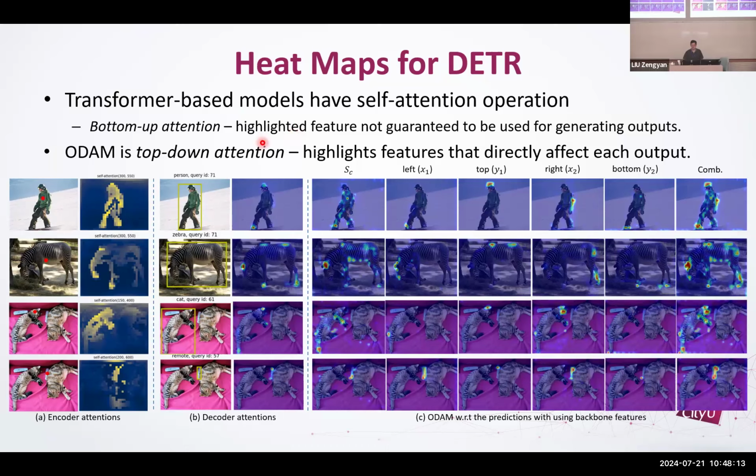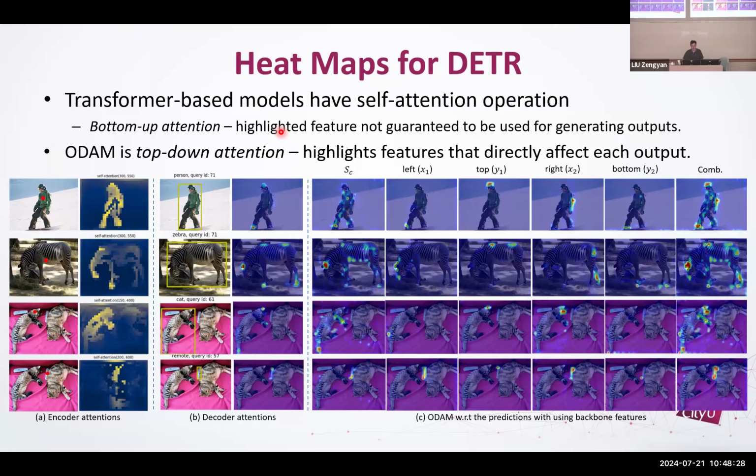So the highlighted features from transformer self-attention are not necessarily used when it generates the output. It's just used in the inference process, but the output may not depend on it.